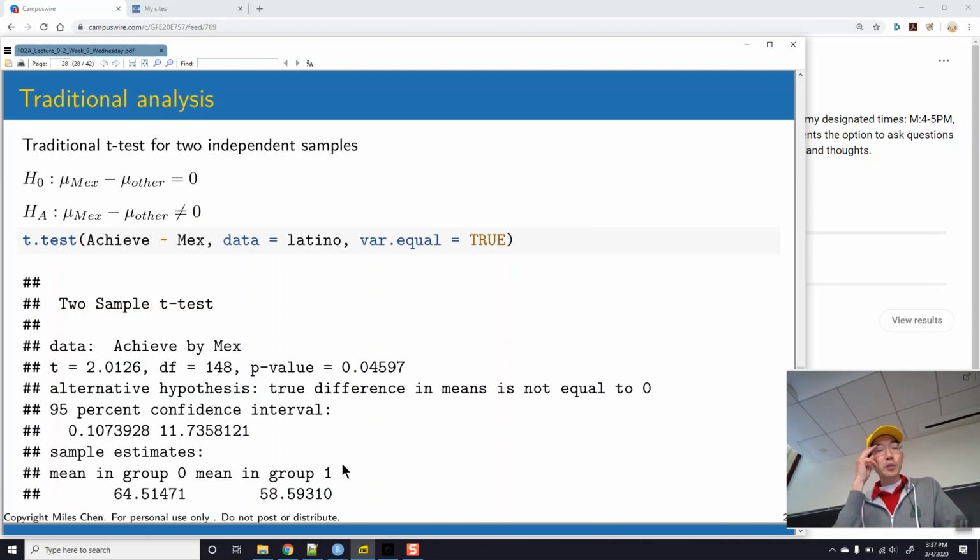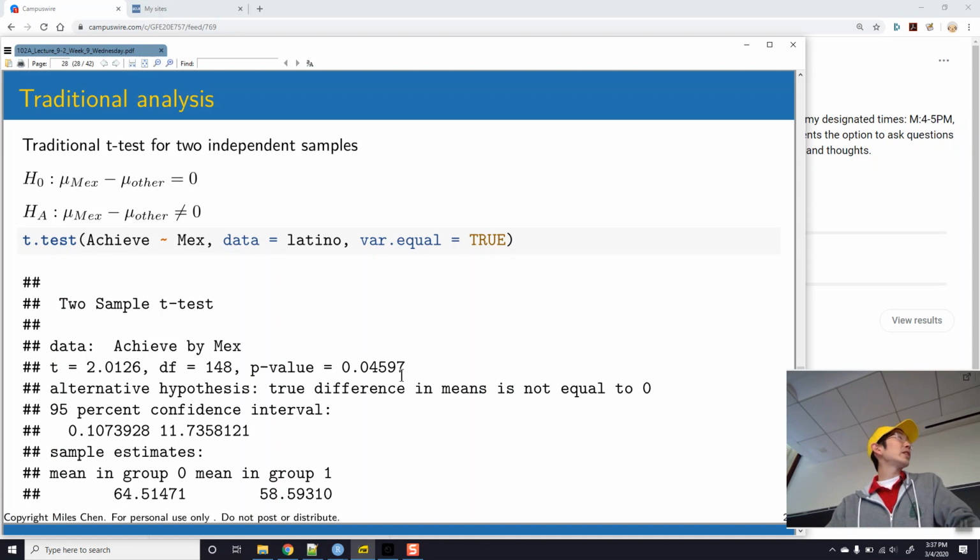So the classical approach is to just do a t-test. In the t-test, we would say the mu for achievement level for immigrants from Mexico minus the achievement level for immigrants from other countries is 0, there's no difference between them, versus that difference is not 0. And if you do that, you get a p-value of 0.0459.